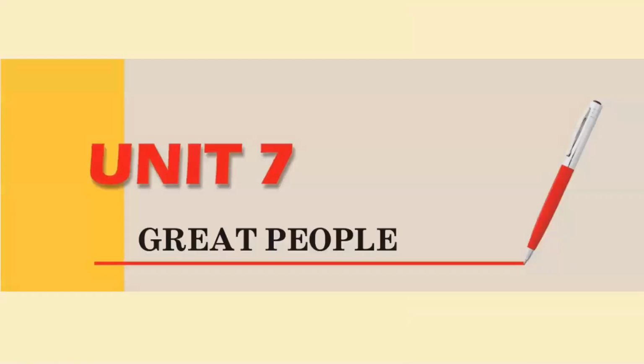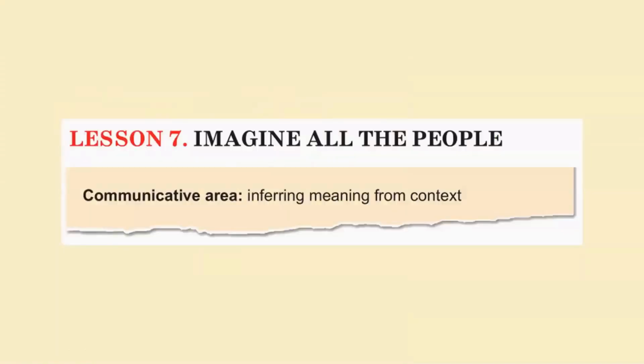Today we continue studying Unit 7, Great People. Our today's lesson is called Imagine All the People. By the end of the lesson, you will be able to infer meaning from context.